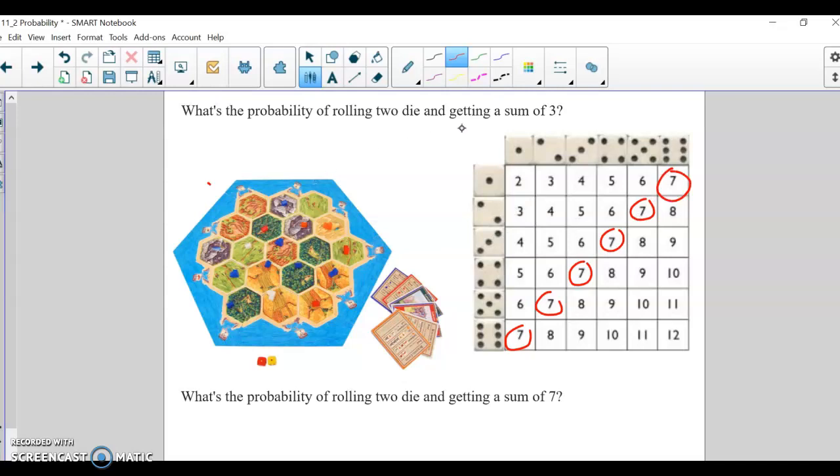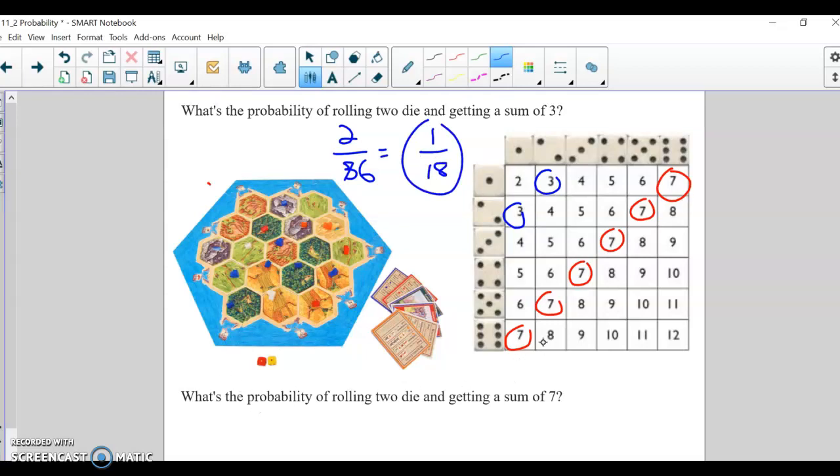So if we do getting a sum of 3, if we look at that probability, there's only 2 ways to get a 3 out of a total of 36, 6 times 6, so there's 36 different possibilities. Sorry, again, my computer's really struggling here. So that gives us 2/36 or 1/18th chance.